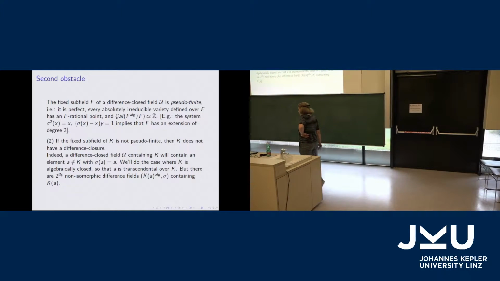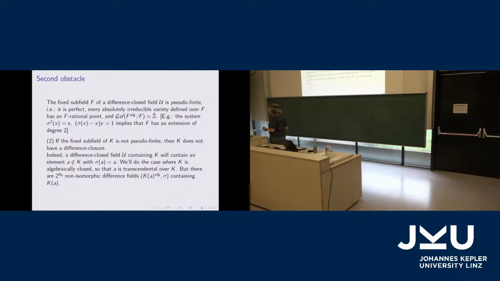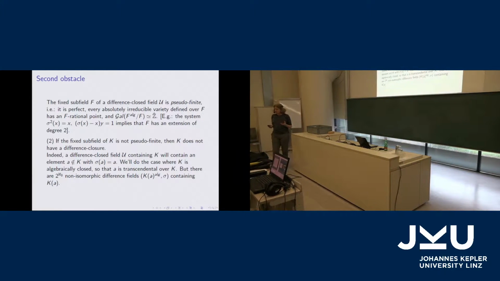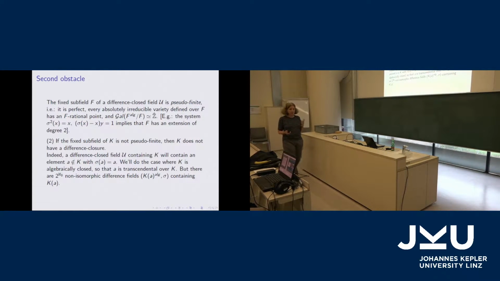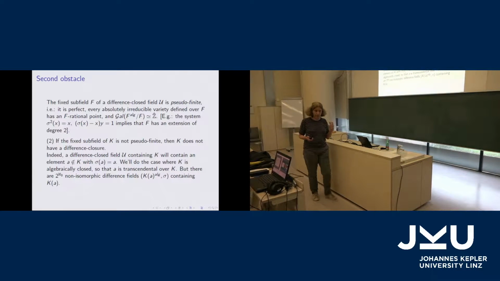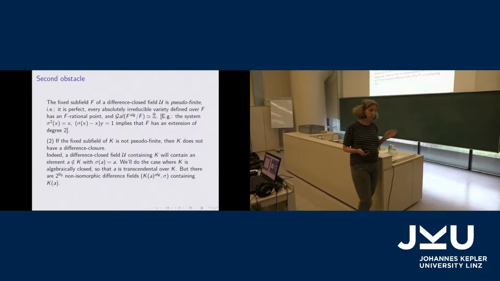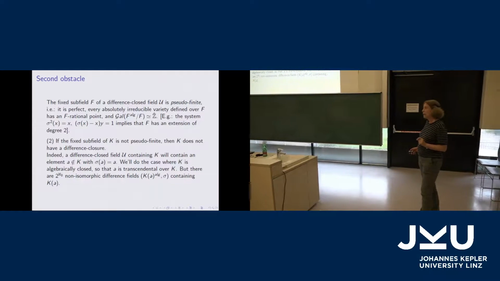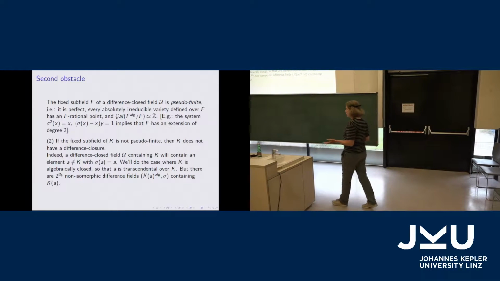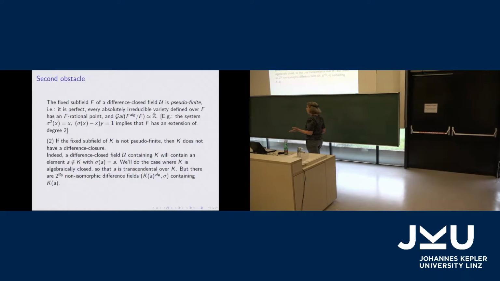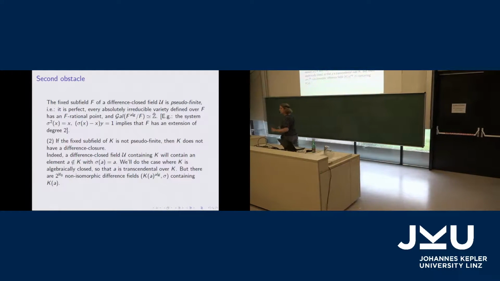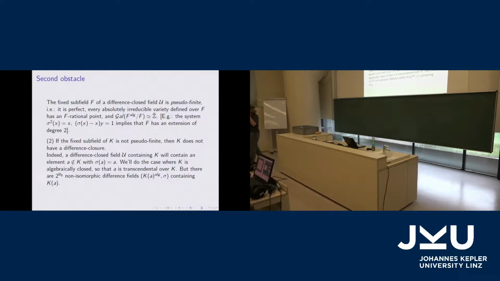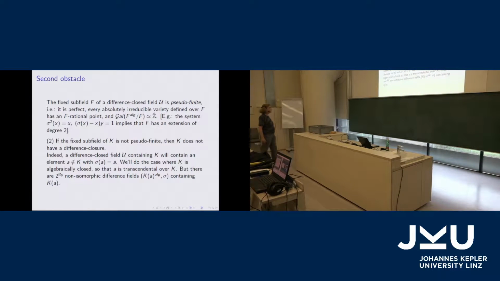Right. Before I come to the second example, let me tell you something about difference closed fields. When you have a difference closed field, and this is why some people don't like them, the field of fixed elements, the subfield of elements which satisfy sigma of x equals x, is not algebraically closed. The reason is simply that if you look at the equation which says sigma squared of x equals x and sigma of x different from x, you can express it as an equation, and obviously this has a solution. So in other words, there is an element which has an orbit of size 2 under sigma.